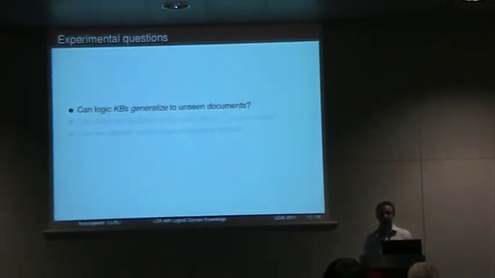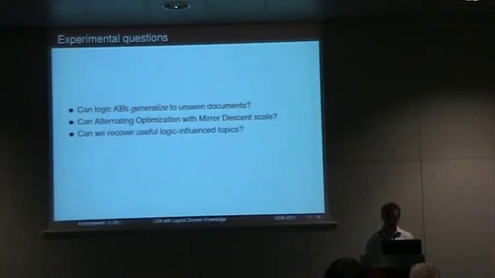So the experimental questions. How will we know if this is doing anything worthwhile? First, does the logic generalize to new documents? Do the logical rules affect the topics in a meaningful, durable way? And I'll explain what I mean by that. Next, can the alternating optimization scale? Will our scheme work for realistic corpora and rules? Finally, can we do something useful with this? The whole idea is to be able to learn these interesting topics and actually get some cool results.